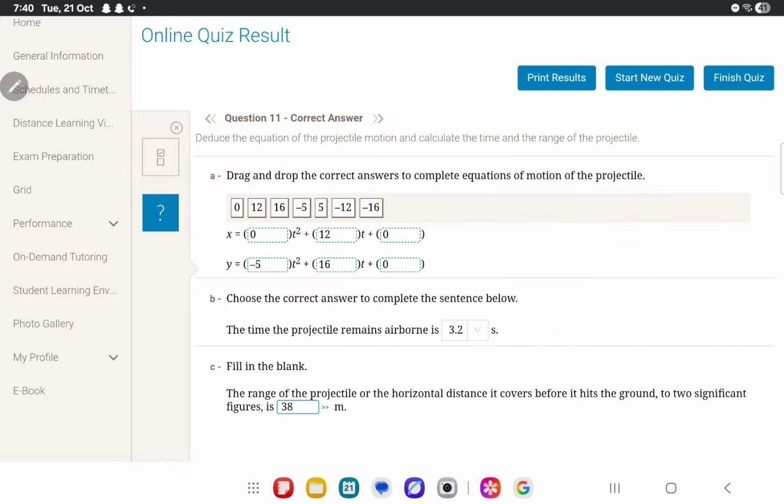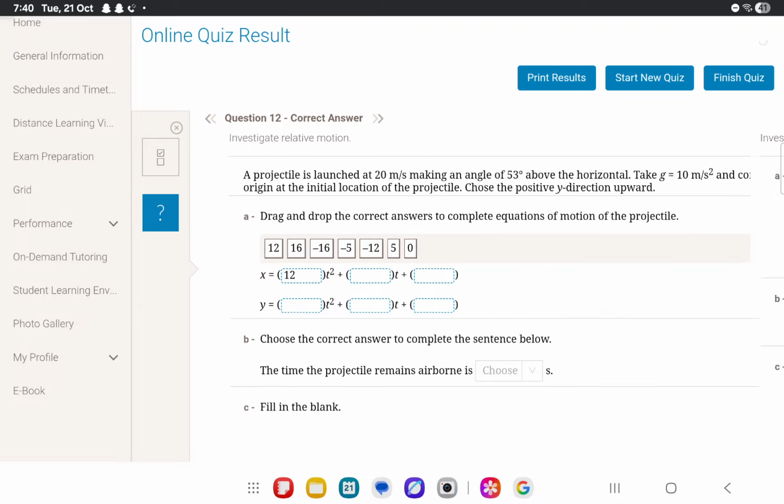Now, the range formula is V0 squared sine 2 theta over G. Okay, so V0 is 20 squared, so 400. Sine 2 times, what was it, 53? Sine 2 times 53 over G, which is 10. You get 38.45. To two significant figures, you're not going to round anything, because 38.4 doesn't round. 38, that's correct. Now, question 12, do they accept 38.4? They accept 38.4. All right.